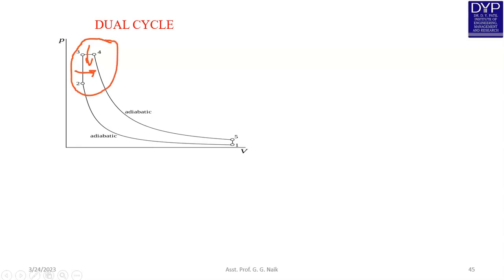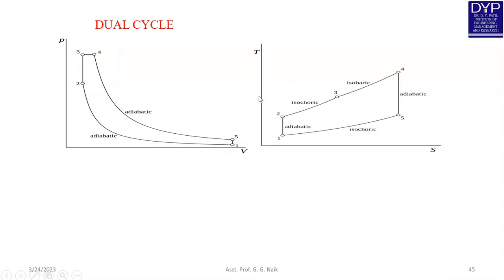When we consider heat addition at constant volume, then it is an Otto cycle, and when we consider heat addition at constant pressure, then it is a diesel cycle. These are the two processes which are common: adiabatic or isentropic compression and isentropic expansion, and 5 to 1 is the exhaust process. Let us see this on the TS diagram.